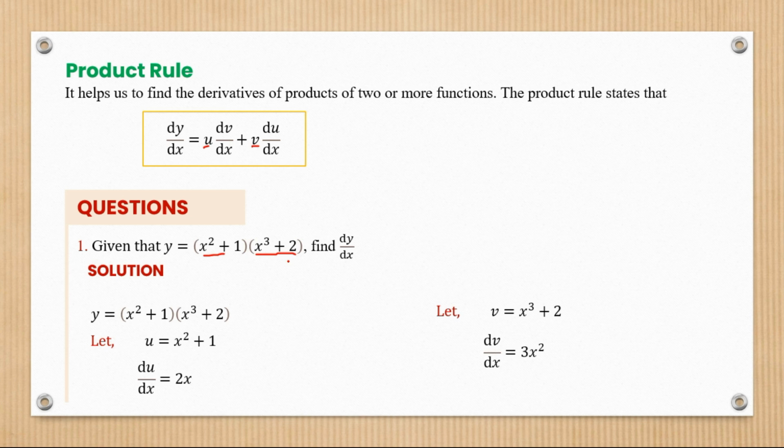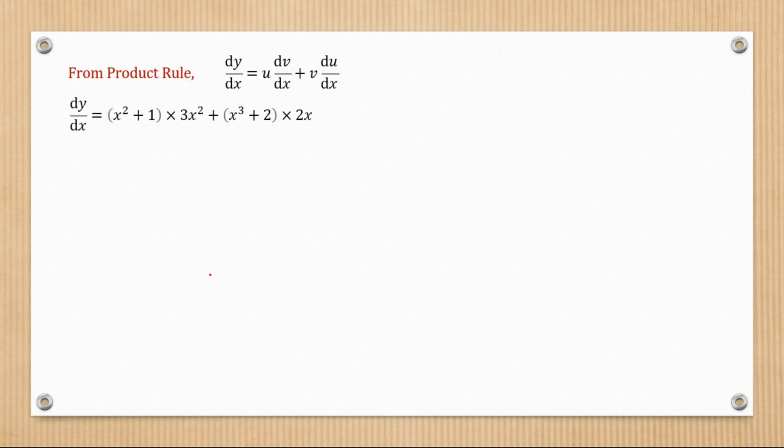Now that we have this, we can substitute all those values directly into our formula to get the value of dy/dx. Where there is u right here, we place that, and where there is dv/dx, we place that. Then plus v, which is this value, times du/dx, which is the value you get right there. So from product rule, this is what we have, and when we substitute in the values, we have u times the value of dv/dx, plus v times 2x, which is the value of du/dx. When you multiply those, this is what we end up having.